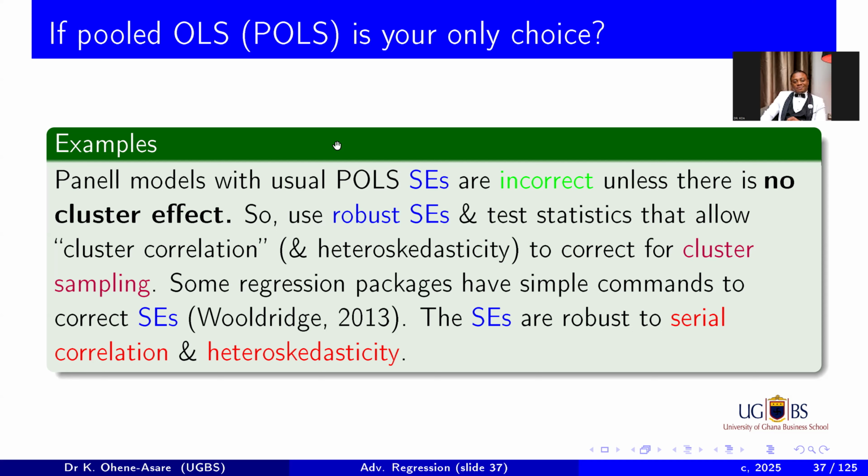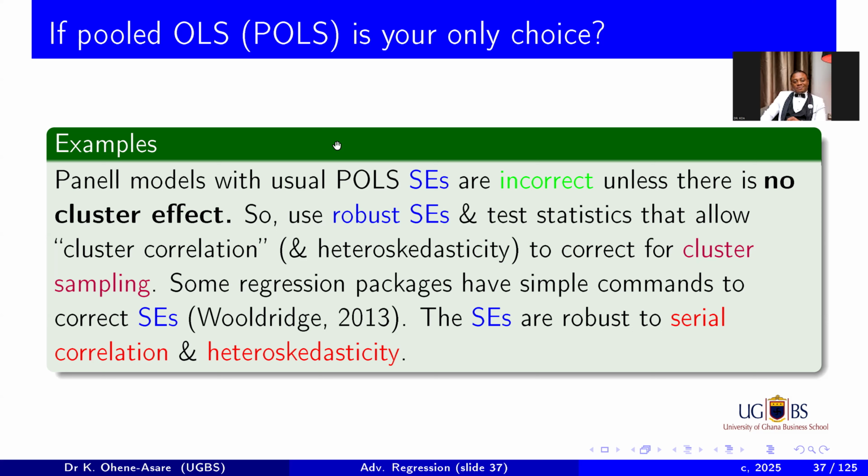Unless there is no cluster effect. But there is always cluster effect. There are always groups. So in order to solve that standard error problem, you correct for the standard errors by using something known as robust standard errors in R. What robust standard errors will do is that it will correct for not only heteroscedasticity, it will allow the cluster correlation and the heteroscedasticity to correct for the cluster sampling. So the standard errors now is like you are cooking new standard error.